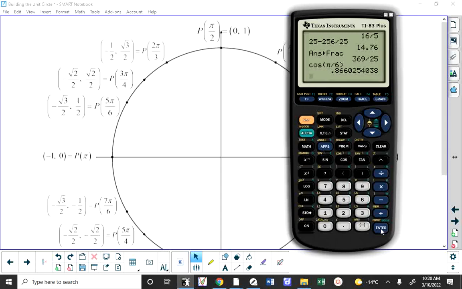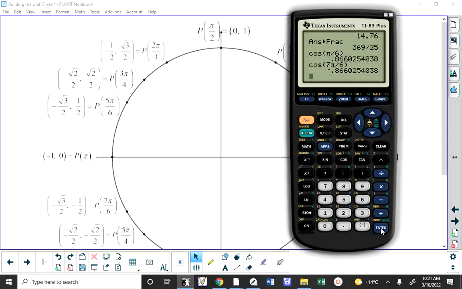Let's try a different one. Arden, did you choose a different angle? I chose 7 pi over 6. Okay, I see what you mean, 7 over 6 multiplied by pi. So let's take the cosine of 7 pi divided by 6. I'm glad you chose that one. You get negative 0.866, which is negative root 3 over 2. That's the x-coordinate at that point.